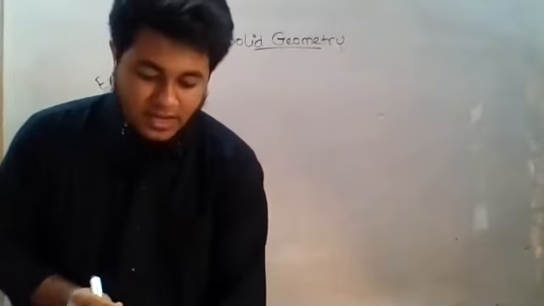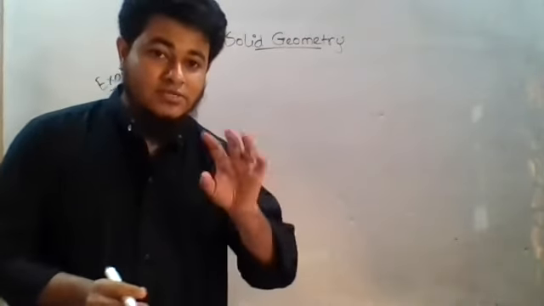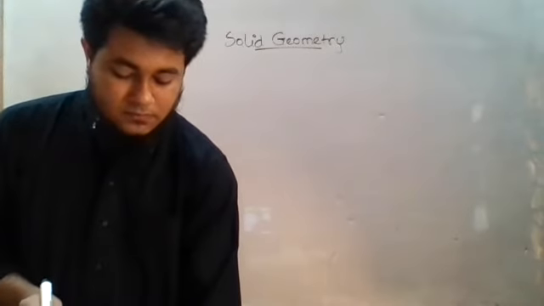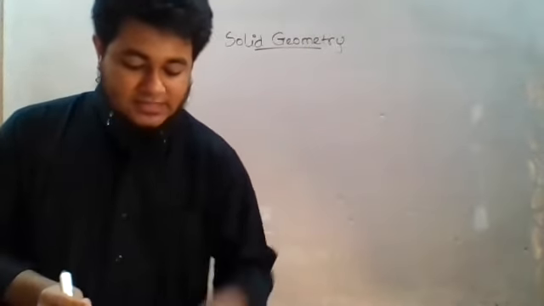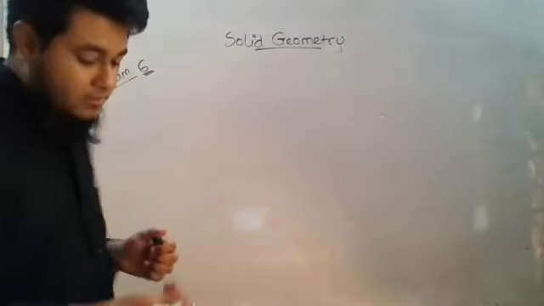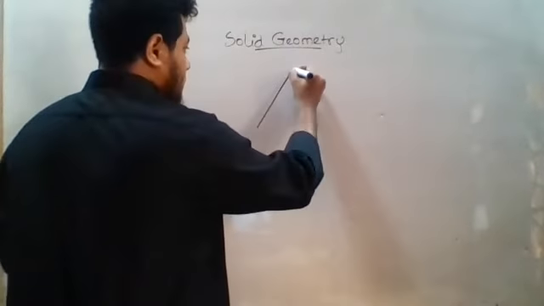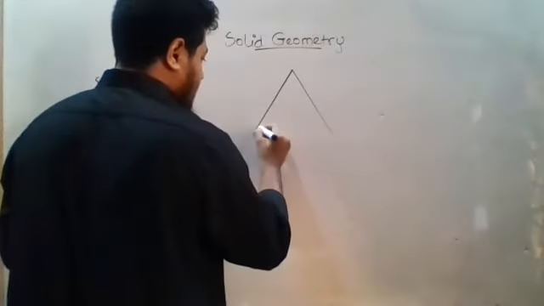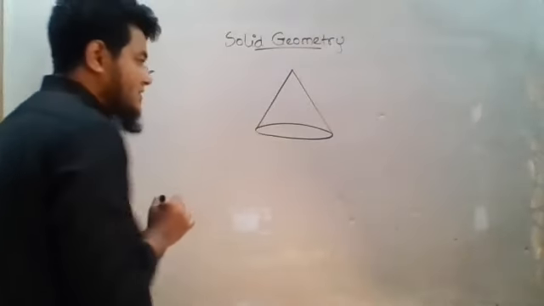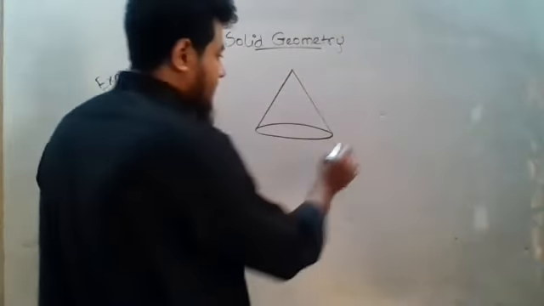Now here they are saying a right circular cone, a semi-sphere. Semi-sphere means half of a sphere. And a cylinder of equal height standing on equal bases. What do they mean by that? A right circular cone. This is a right circular cone. And a semi-sphere.